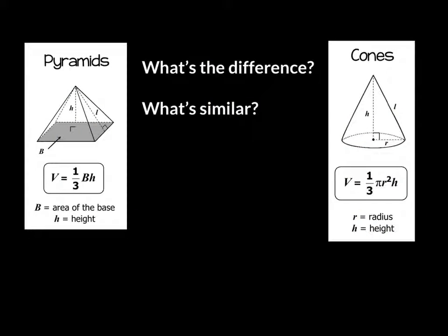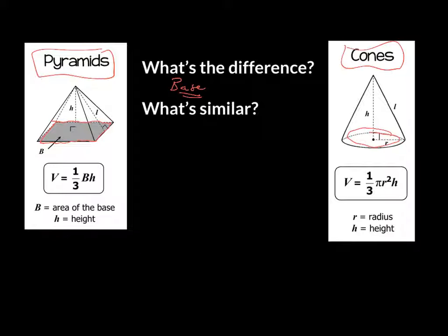So let's get down to the other specifics. Now we're going to be talking about pyramids and we're going to be talking about cones. So what's the difference? Well, obviously a pyramid has a base that is some sort of polygon. Now it seems to me that this is a square pyramid versus a cone has a base that's a circle. So really the base is the difference, right? The base is the main difference.